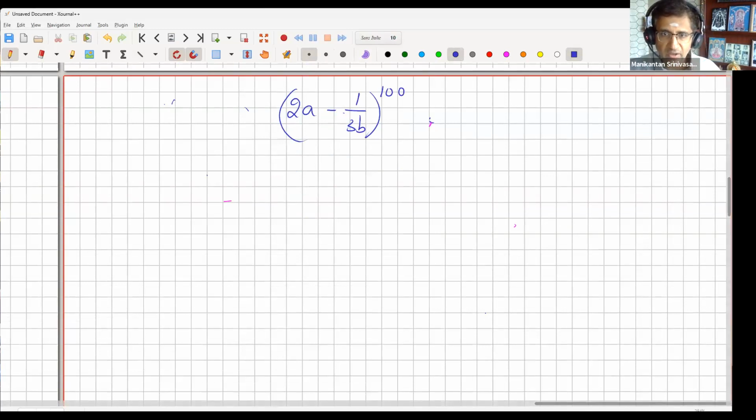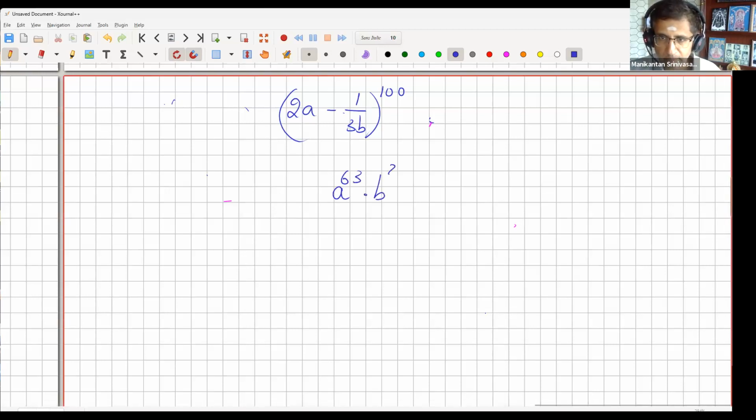Okay, and suppose someone asks me, there is a term which has a power 63, right? And the question is, what will the power of b be? And what will the coefficient here be, right? I'll just say k. So I'll write it as b power some m. So the question is, we'll do it together. Find k, find m. Suppose these are the two things we have to find out.